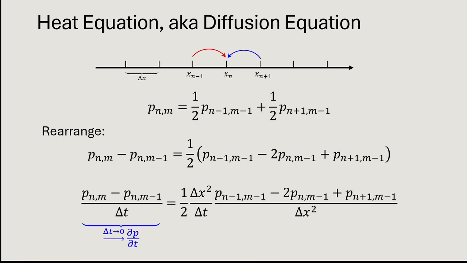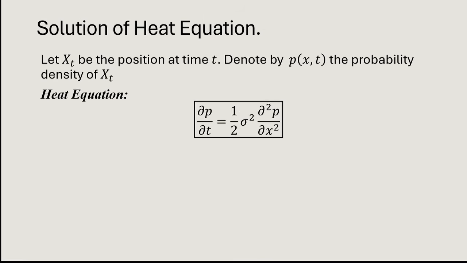So as delta t tends to 0, the left-hand side converges to the partial derivative of p with respect to t. The Brownian scaling law says delta x squared over delta t tends to sigma squared, and the difference quotient on the right-hand side tends to the second derivative of p relative to x, as delta x tends to 0. So hence we have derived the heat equation. Let x_t be the position at time t, and denote by p of x and t the probability density function of x_t. The heat equation says the partial derivative dp over dt equals half sigma squared times the second partial derivative d squared p over dx squared.